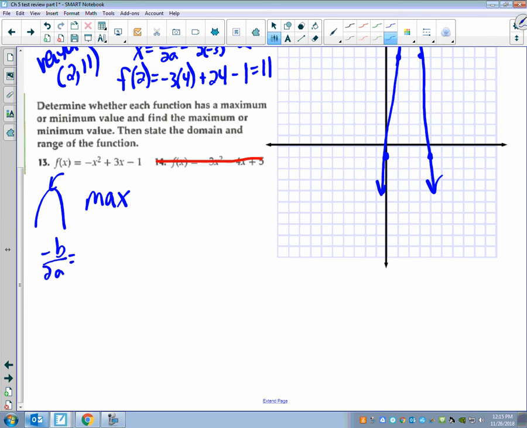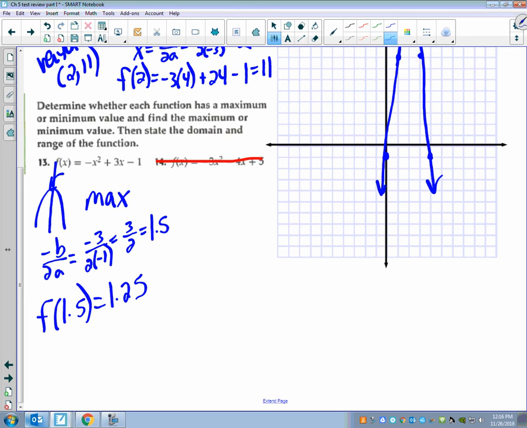So you have to do -b over 2a. In this case, that would be -3 over 2 times -1, which is -2. So that would be 3 over 2 or 1.5. That's the x-coordinate of my vertex. That's like my axis. I need to find the y-coordinate, so I need to plug that back in. And again, you want to use your calculator correctly. So if you do that correctly, make sure you put the 1.5 in parentheses. 1.25, I believe, is what I got, or 1 1/4. That is your max value. So the maximum is at 1.25.